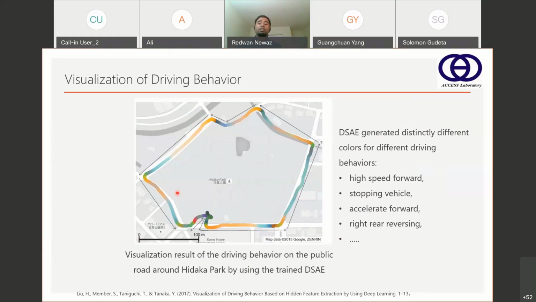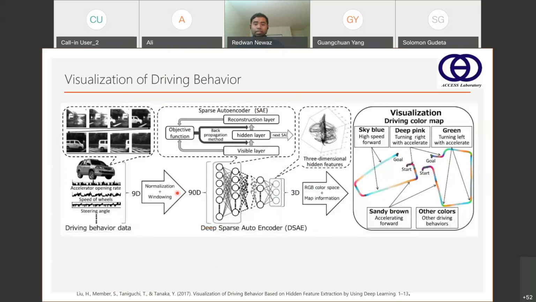In 2007, our former colleague Liu et al. proposed a driving behavior visualization method which focuses on extracting essential hidden features from measured redundant driving behavior data. Particularly, they proposed a visualization method that utilized a deep sparse autoencoder to extract low-dimensional hidden features from high-dimensional time series data. For instance, we have 9-dimensional driving behavior data.